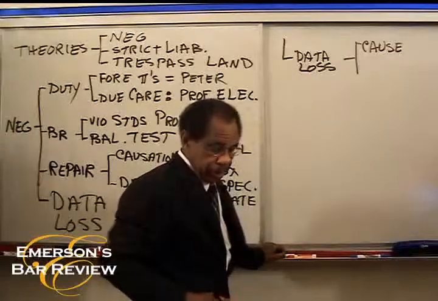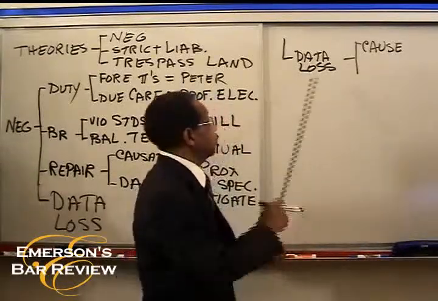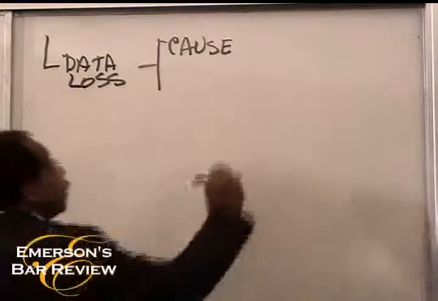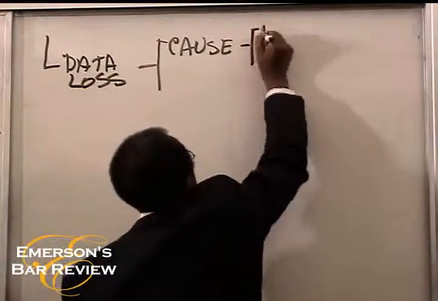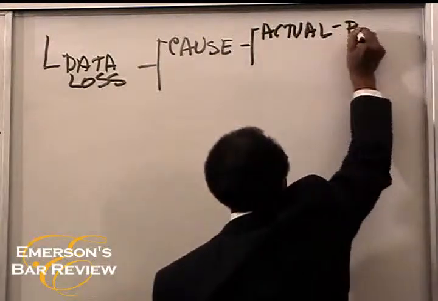I mean, was the loss of data? Well, yes, the loss of data was caused by Dan's negligence. We're told that. The data loss was caused by his negligence. So we have on the actual cause, you can put the but for.